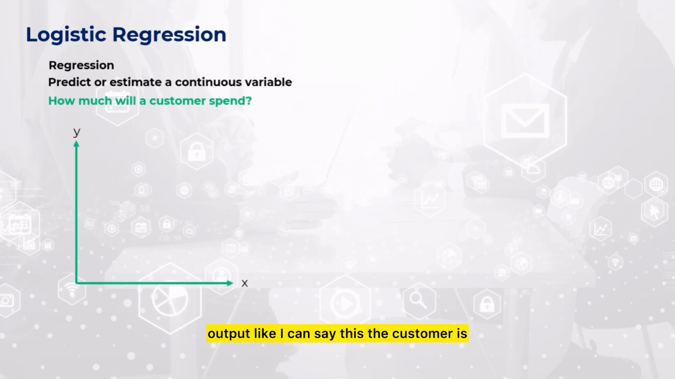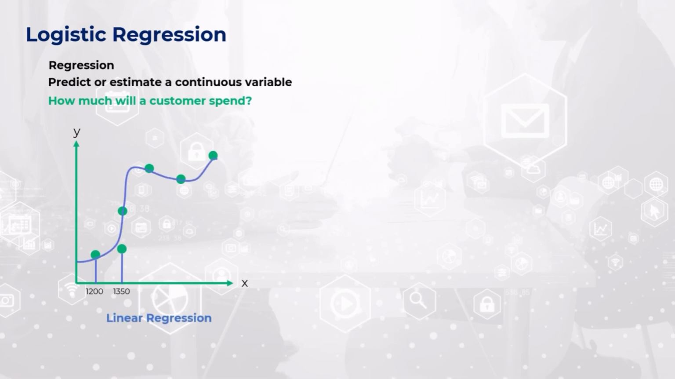I can say the customer is going to spend 1200 units in terms of some currency on this specific product, or 1350 units on some other product. That is how the output comes, and that is how we utilize regression in terms of linear regression. However, when it comes to logistic regression, the problem statement is very different.